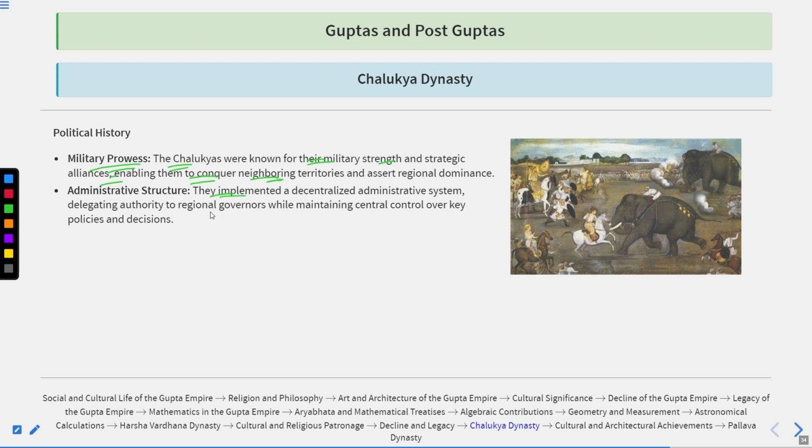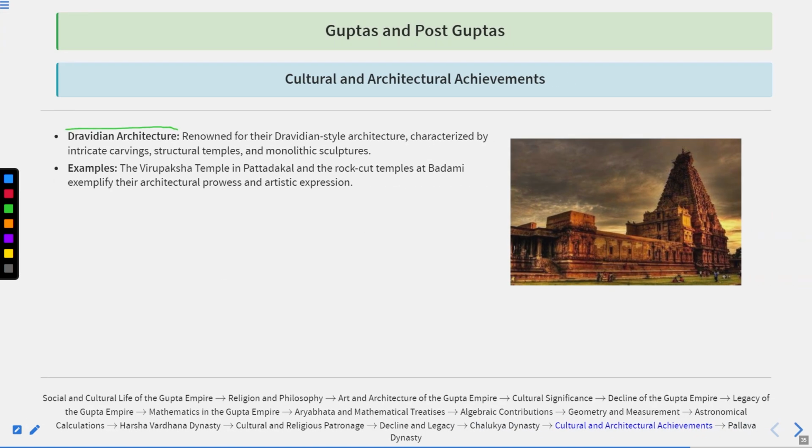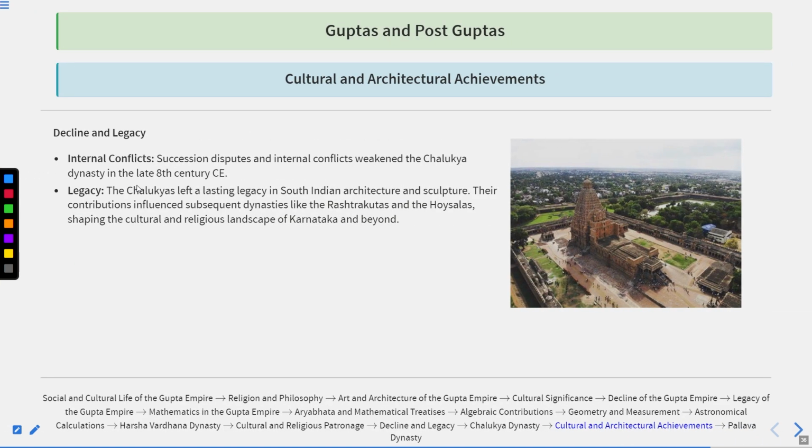They implemented a decentralized administrative system, delegating authority to regional governors, but they still maintained central control over key policies and decisions. They advocated Dravidian architecture in their buildings, with intricate carvings, structural temples, and monolithic sculpture. Examples of this are the Virupaksha temple in Pattadakal and the rock-cut temples of Badami. These exemplify their architectural prowess and artistic expression.